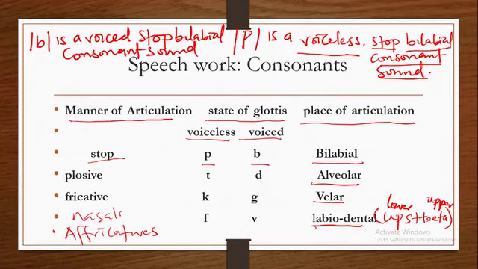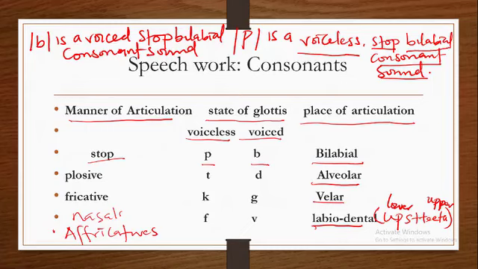Okay, so we have T and we have D. So the T is a voiceless plosive alveolar consonant sound. D is a voiced plosive alveolar consonant sound. K, alright, is what?